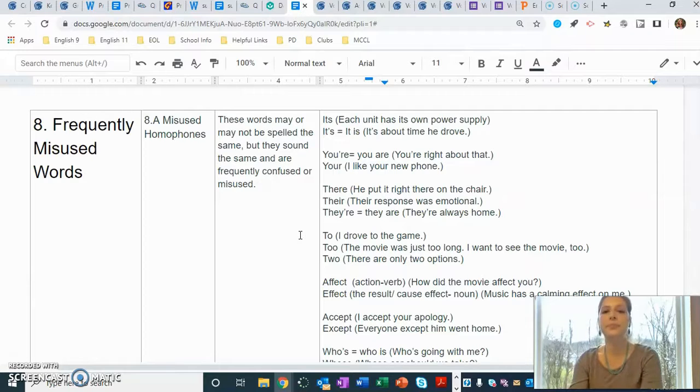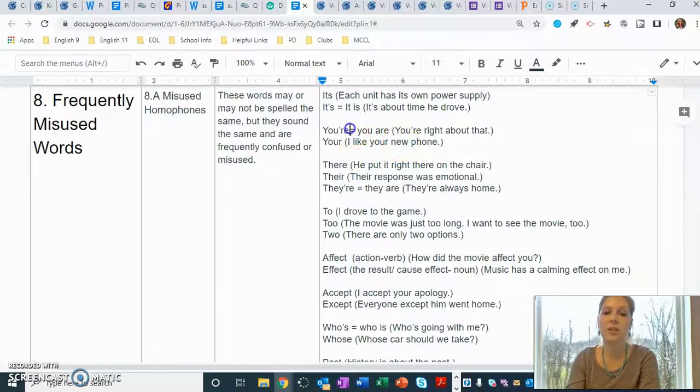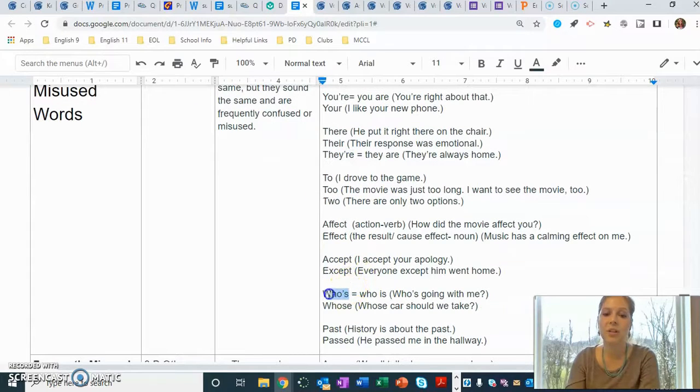For example, it's versus its, homophone, spelled differently but sounds the same. So the it's with an apostrophe here is a contraction for it is. It looks like it would be possessive, because normally that's what you do with apostrophes, but for this case, for a contraction, it stands for it is. Same with a lot of these other contractions down here. Your with an apostrophe stands for you are. They're with an apostrophe stands for they are. Who's with an apostrophe stands for who is. So those are all contractions.